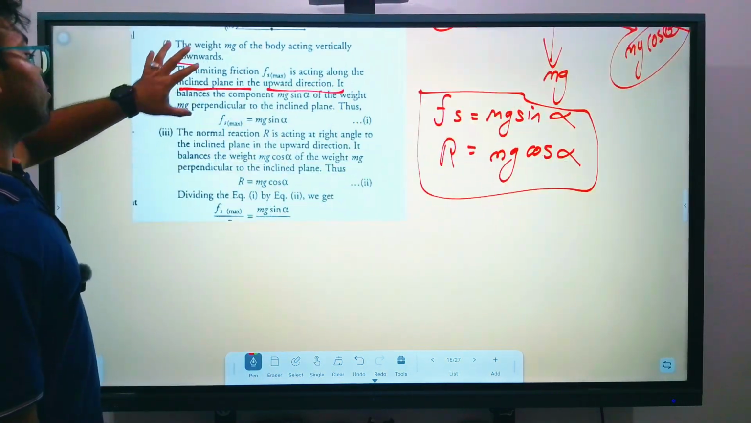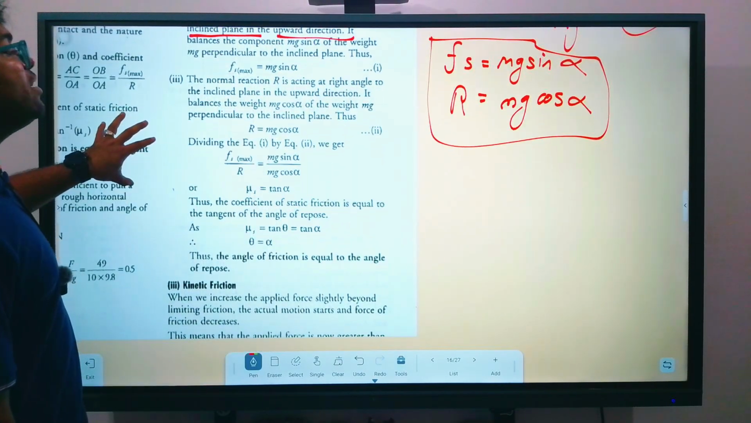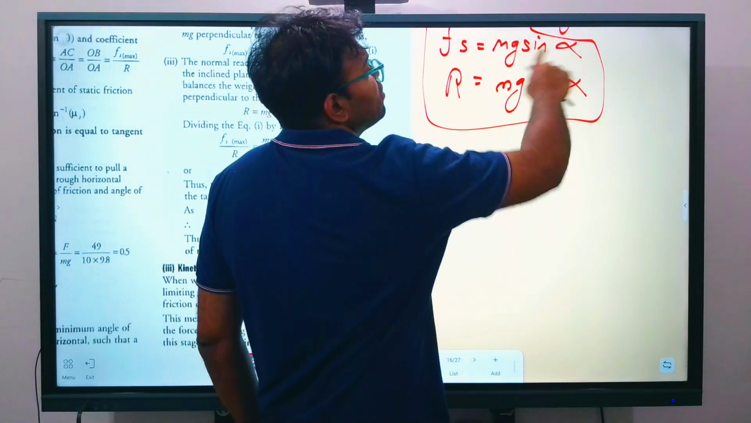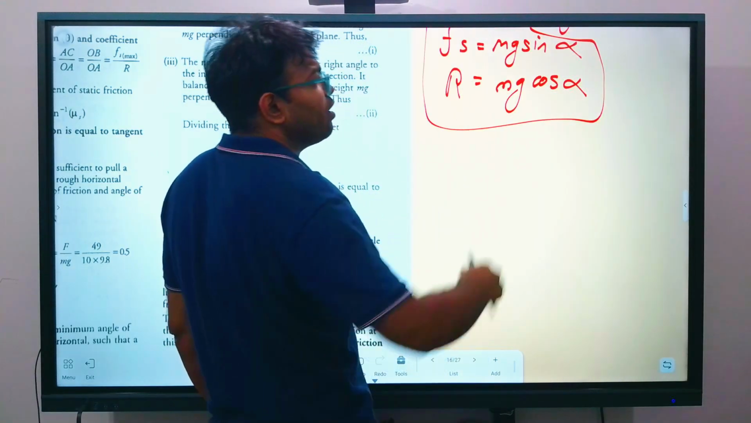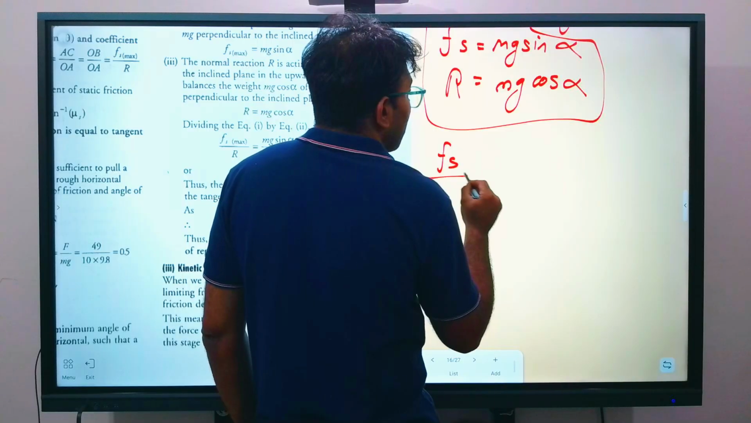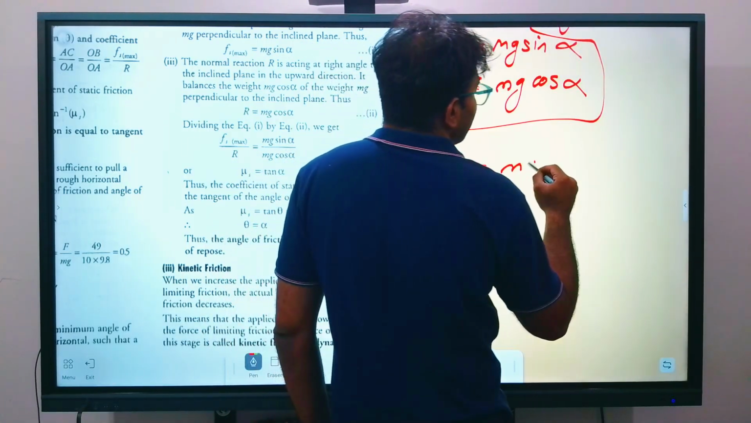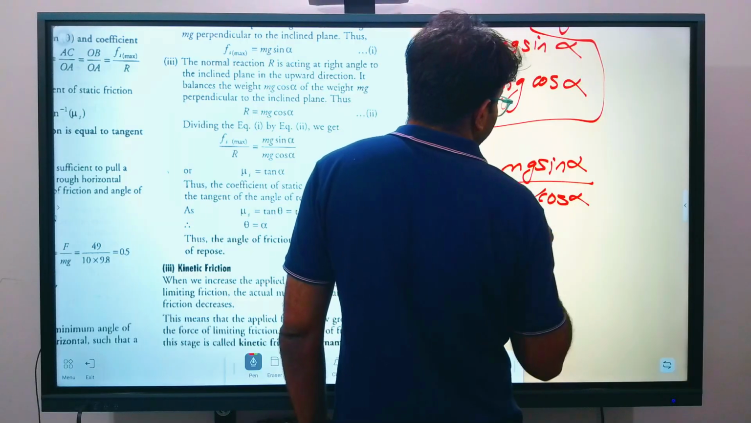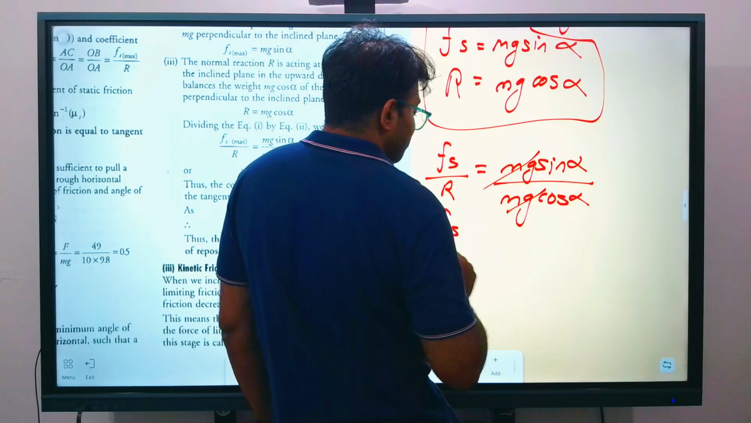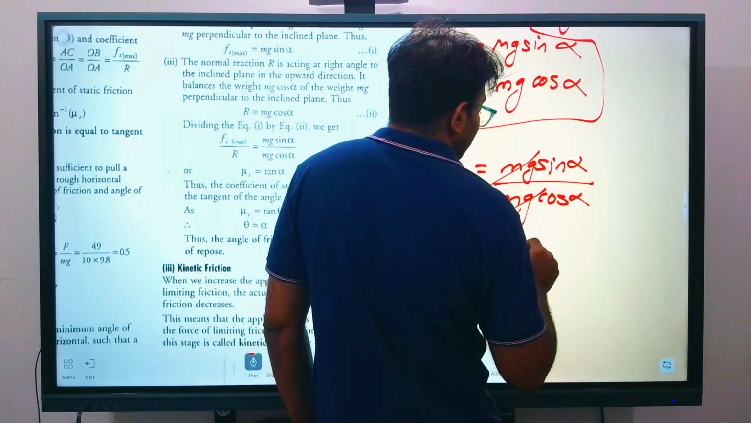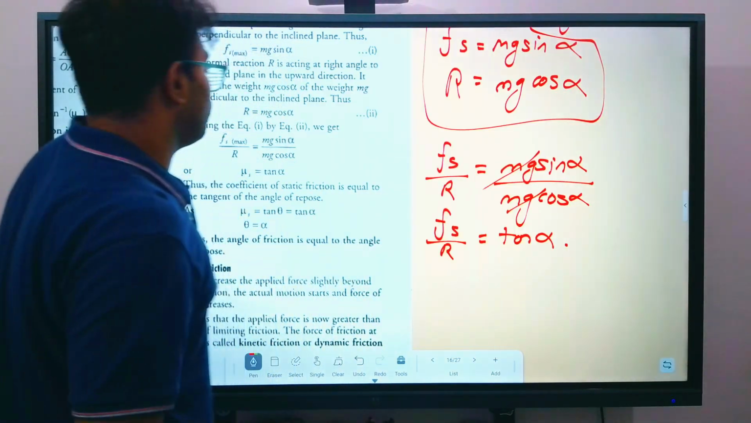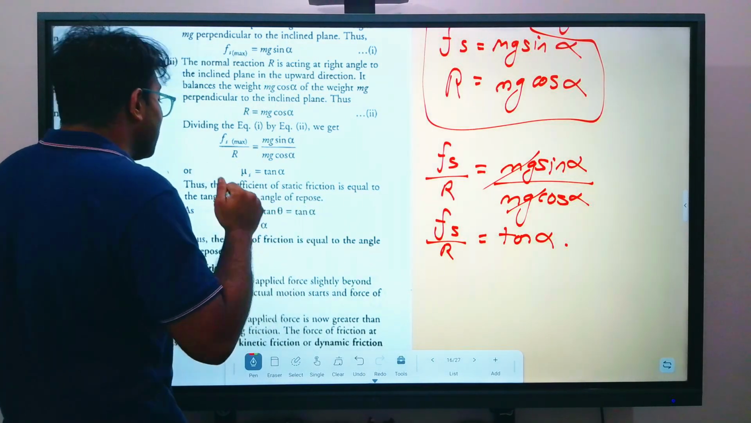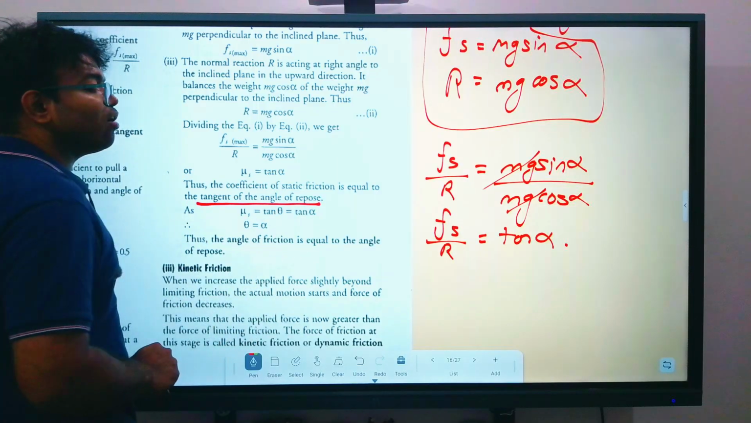Okay, let's move on. Now, dividing equation 1 by equation 2. This is equation 1, right? Fs is equal to mg sin alpha, R is equal to mg cos alpha. What do you get? Fs upon R should be equal to mg sin alpha upon mg cos alpha. Mg and mg get cancelled. So Fs upon R becomes equal to tan alpha. The coefficient of static friction is equal to the tangent of the angle of repose.